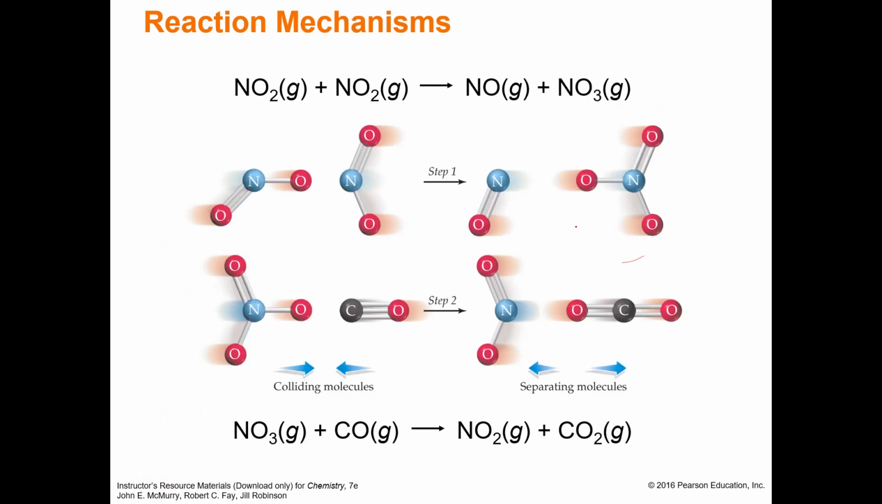This slide here is a visual picture of what we just said in the last slide. Our nitrogen dioxide reacts to give us nitrogen monoxide and nitrogen trioxide. Our nitrogen trioxide then reacts with carbon monoxide to give us nitrogen dioxide and carbon dioxide.